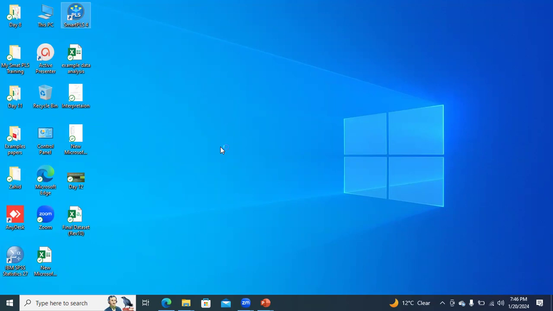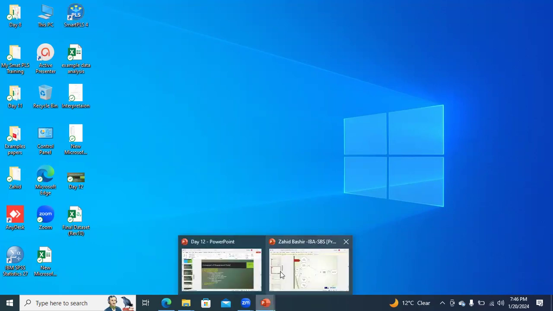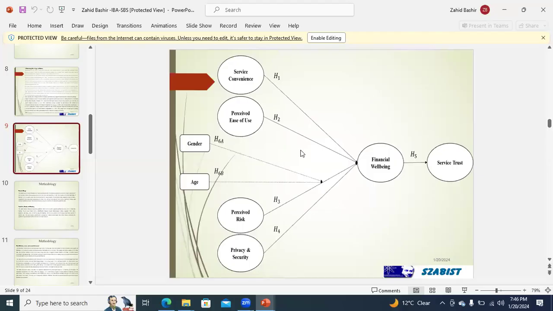Let me start it and I will analyze how I have considered this relationship. This was the conceptual diagram. I basically mean to analyze the impact of service convenience, perceived ease of use, perceived risk, and privacy and security on financial well-being, and then financial well-being on service trust. The financial well-being here is basically the mediator.